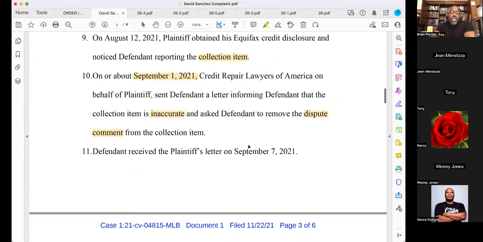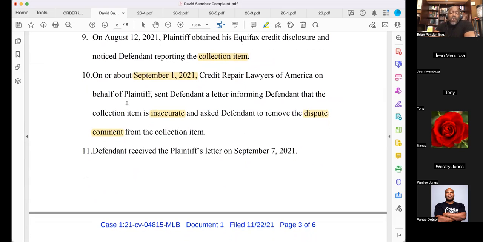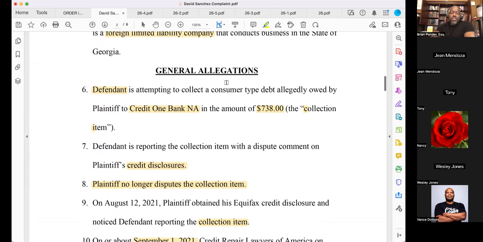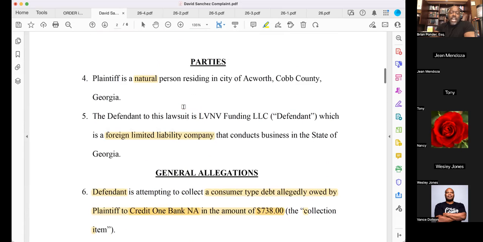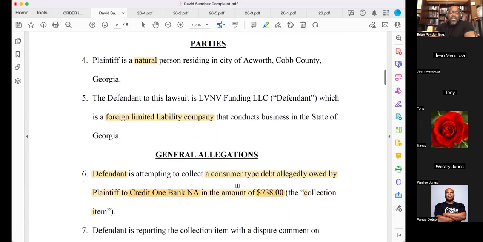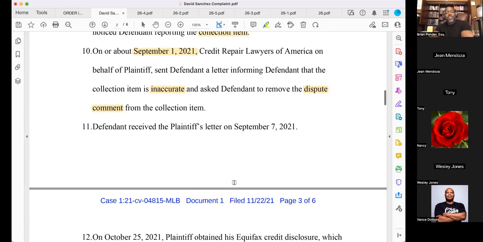Okay. So again, until we see that dispute letter, we don't know how it was stating that something was inaccurate, because if you just say it's inaccurate, the collection item, remember, collection item is what? All the stuff we read here. A consumer debt allegedly owed to plaintiff. It didn't say the collection item included the dispute notation. And so down here it says the collection item is inaccurate. The collection item is defined right here. It has nothing in it that says dispute. So you see where I'm coming from? So anyway, we'll see what that letter says.